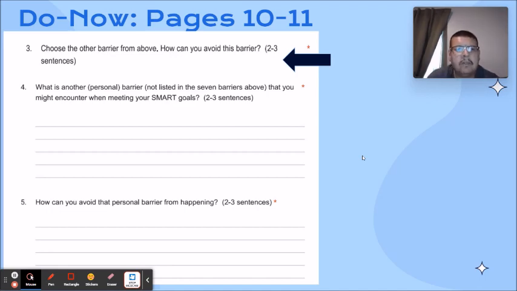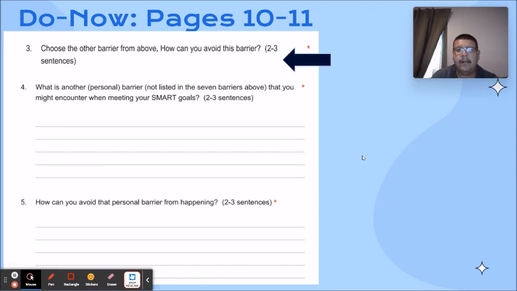Question number four. What is another barrier that is not listed from the eight barriers that I told you? It's not seven, by the way. That's a mistake. That you might encounter when meeting your SMART goals. So you're going to come up with your own personal barrier. Don't do any of the eight that you just learned in this lesson.